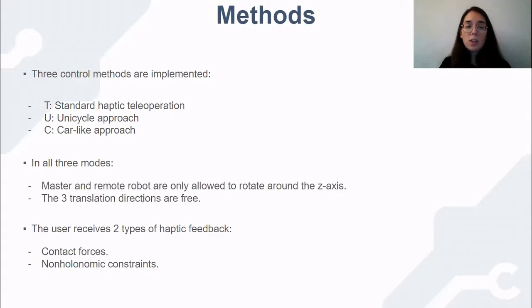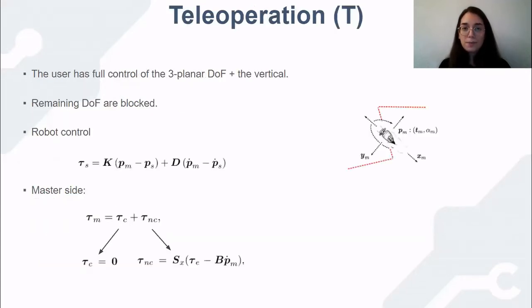In all the three modes, the master and the remote robot are only allowed to rotate around the z-axis. However, the three translation directions are left free. And the user receives two types of haptic feedback. There are the contact forces, which are reflected from the environment, and the non-holonomic constraints.